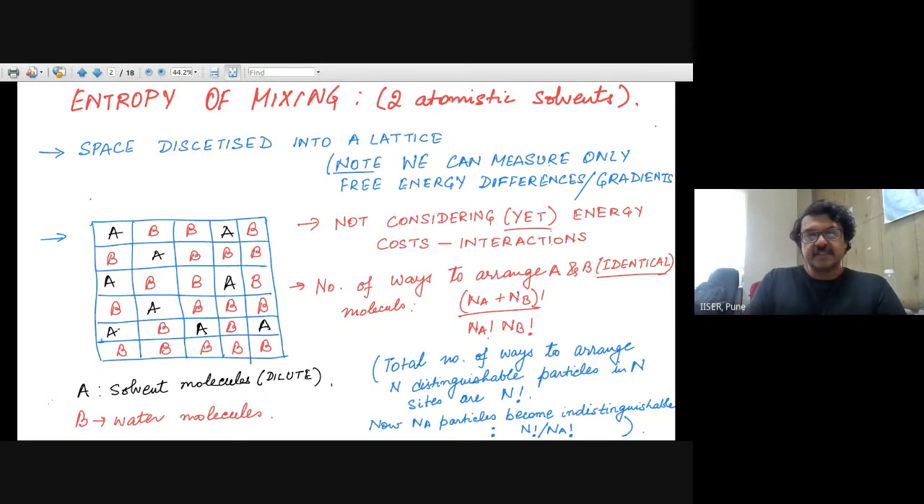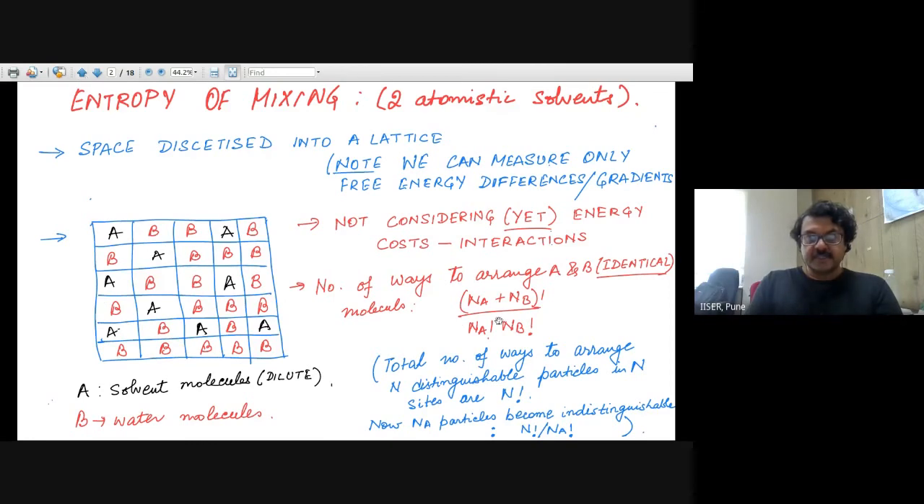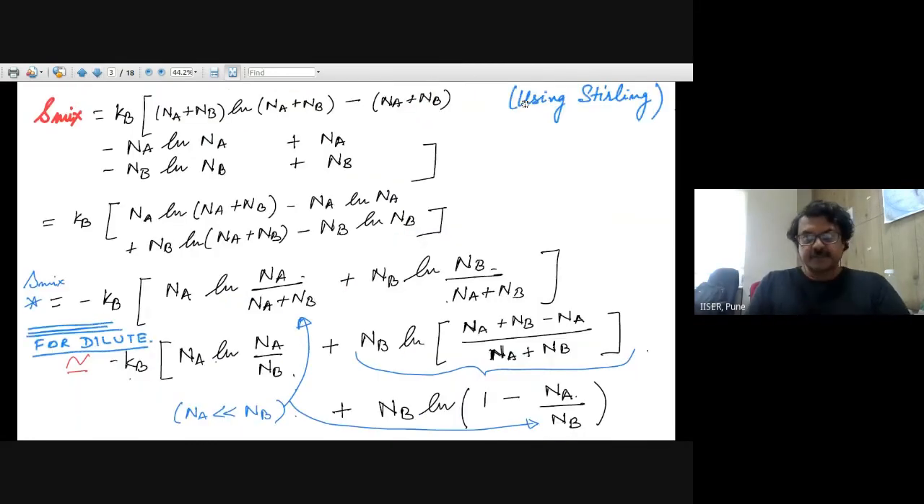And then the entropy was calculated as S mix equals Kb times the log of this previous expression, and we used Stirling's approximation. As a consequence, doing a bit of algebra, we got S mix equal to minus Kb [Na ln (Na/(Na plus Nb)) plus Nb ln (Nb/(Na plus Nb))], which could be written in terms of the volume fractions. And remember that each volume fraction is less than 1, so the ln of this quantity will be negative, right? And from here, this is the most general expression.